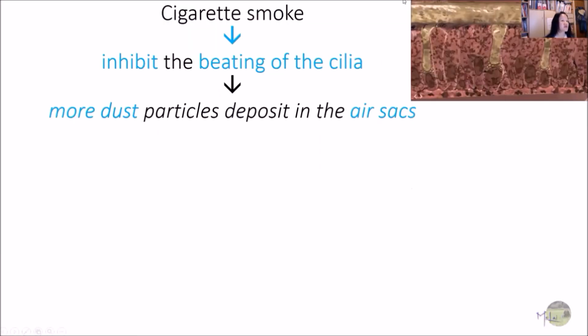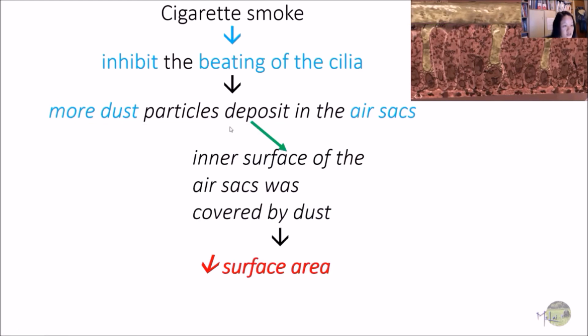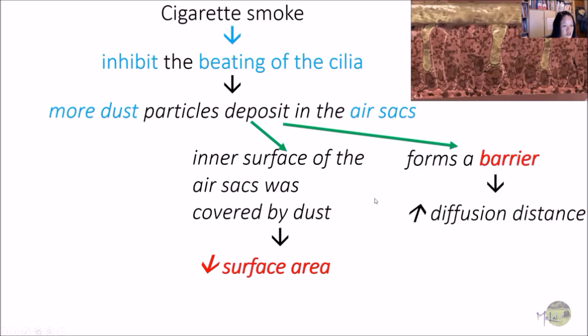I summarize the effect. First of all, if we have the cigarette smoke, it will inhibit the beating of the cilia. Therefore, there will be more dust deposit in the air sac. Now, this one is given. More dust deposit is given in the question. Next effect. The surface area reduces because it is covered with the dust. Also, because it forms a barrier, it increases the diffusion distance. These two are more obvious, and most students can think of these two.